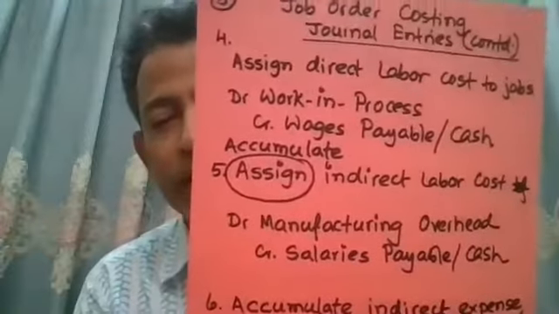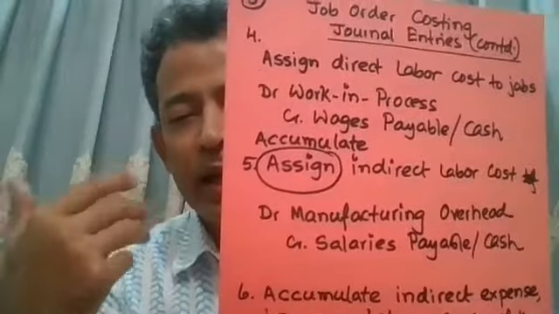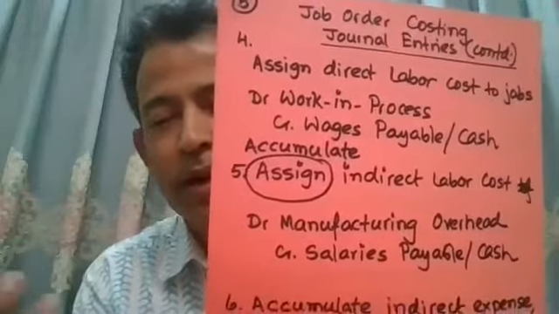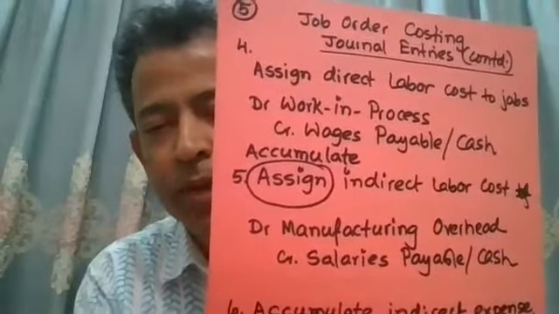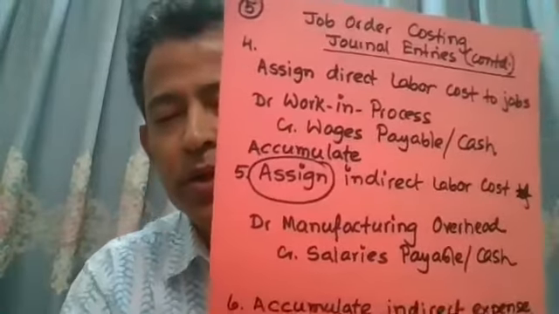Number 5 is accumulation of indirect costs. Accumulate all indirect costs to manufacturing overhead. Remember, we have had indirect materials already. Now there will be indirect labor and all indirect costs. So indirect labor is going to be added to manufacturing overhead, and other indirect costs in the next step are also going to be included in manufacturing overhead.